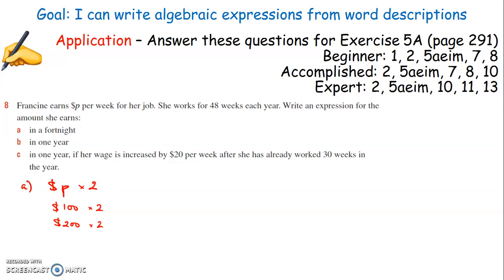Let's tidy this up so we don't need to write the multiplication sign. Normally we would write the number in front of the letter. So we can rewrite this as 2p for the fortnight.